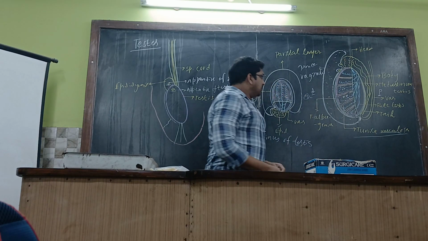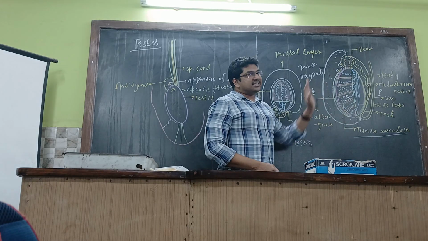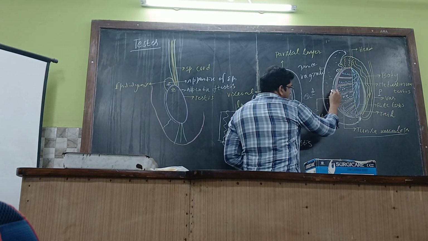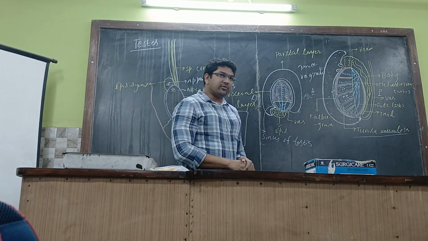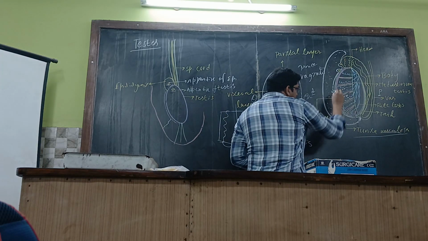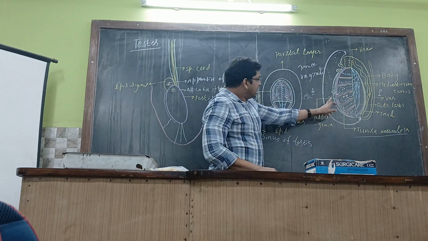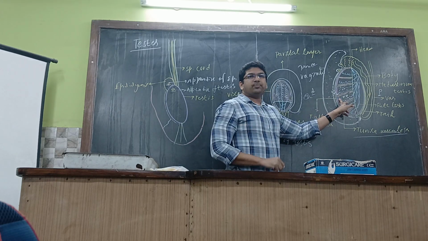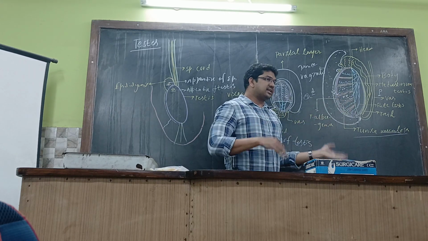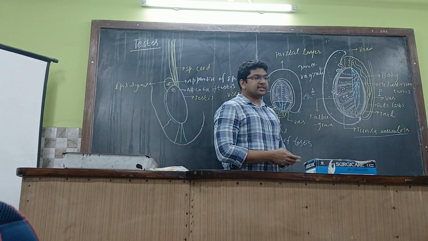Okay. So these are the basic coverings of the testis. What are the coverings from outside inwards? The visceral layer of the tunica vaginalis, followed by tunica albuginea, then followed by tunica vasculosa. These are the intrinsic coverings of the testis. What is intrinsic and extrinsic? Intrinsic means what?